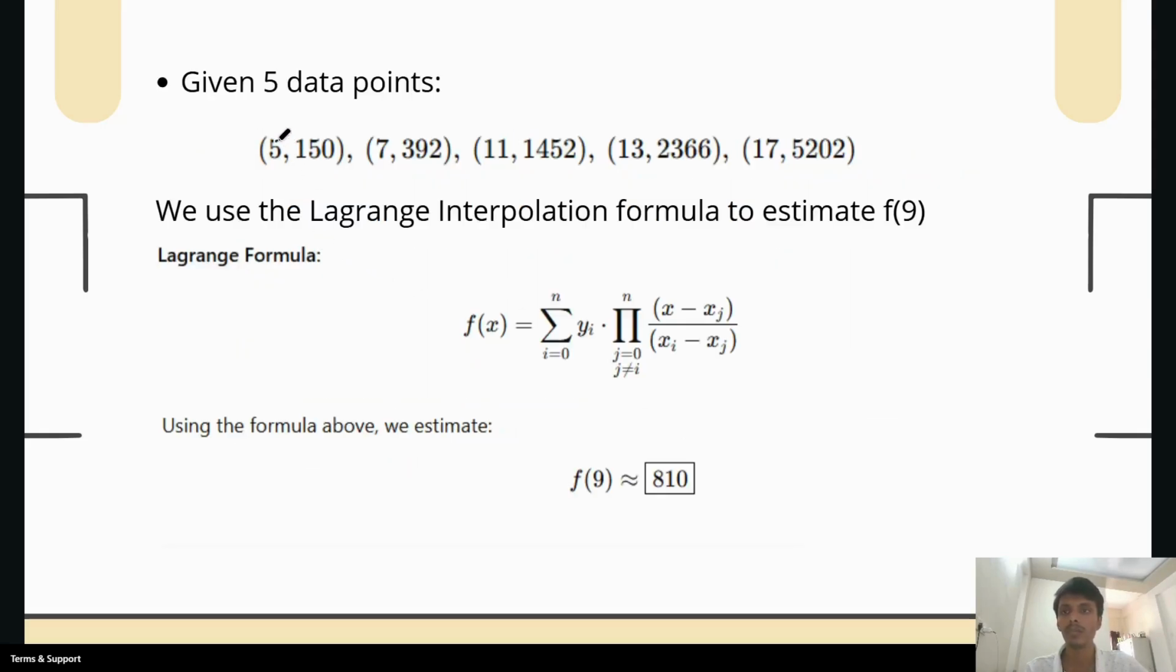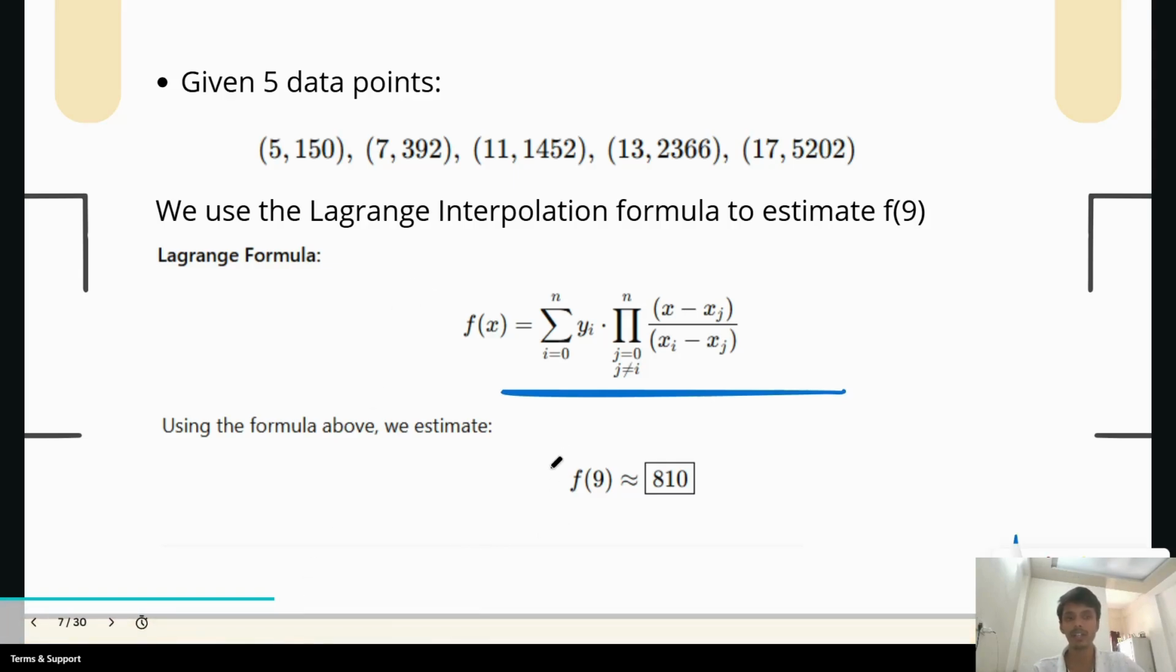We have been given 5 data points, so n is 4. The Lagrange formula is f(x) equals summation of i from 0 to n of y_i times product of j from 0 to n of (x minus xj) by (xi minus xj). This is the Lagrange formula. Using the formula, we can find the value of f(9), which equals 180.